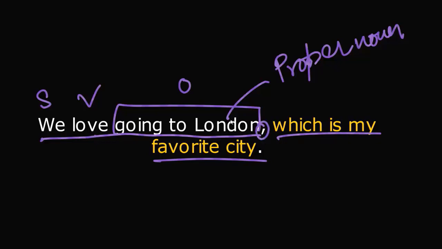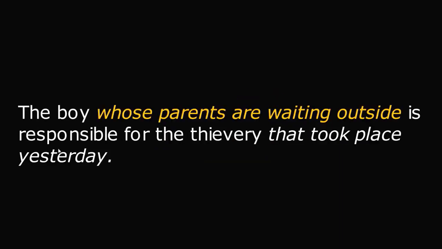So we love going to London. London, which is my favorite city. So which is my favorite city is a relative clause starting with the relative pronoun which, then the main verb, right, linking verb, then the subject complement, my favorite city, right? But this piece of information is extra because London is already identified. It's a proper name, right? So whatever information you give about it is going to be extra. So, which is my favorite city is a non-essential relative clause or a non-restrictive relative clause, right? Identifying the noun London. Next example.